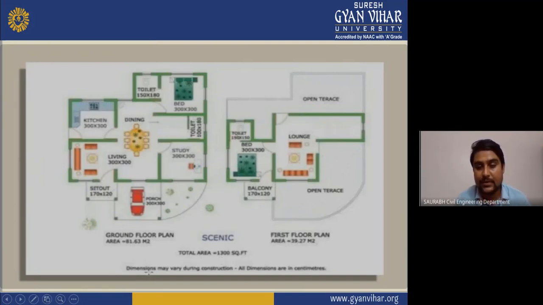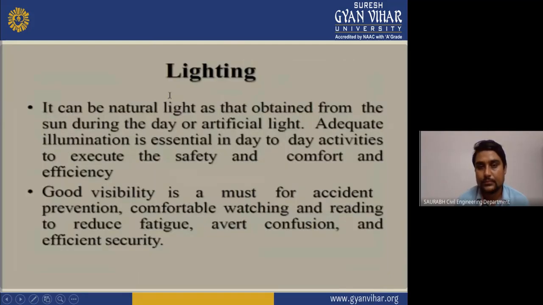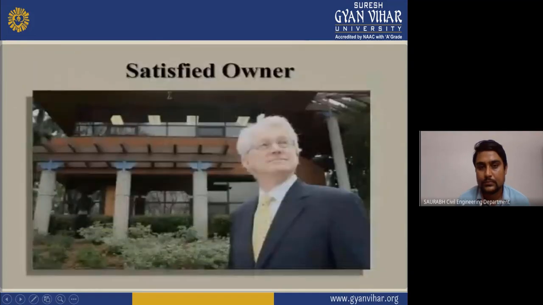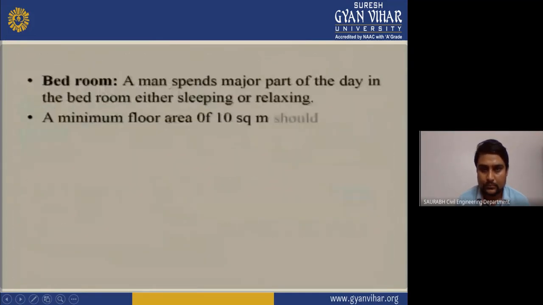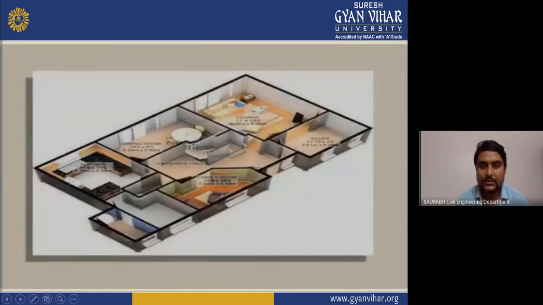And the dimensions may vary during the construction. All dimensions are given here in centimeters, so you will get a better idea how to design and how to do the layout of all these kinds of buildings. So you can see here, this is your projection of a typical floor plan, and you can see here there is a kitchen, there is a master bedroom, and this diagram is designed in AutoCAD 3D.